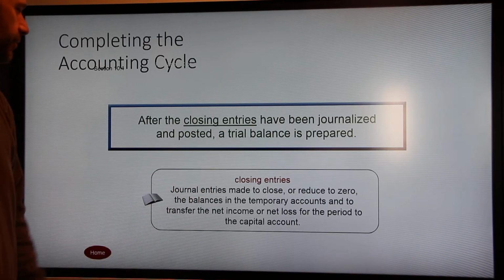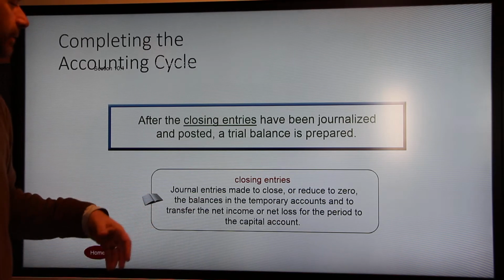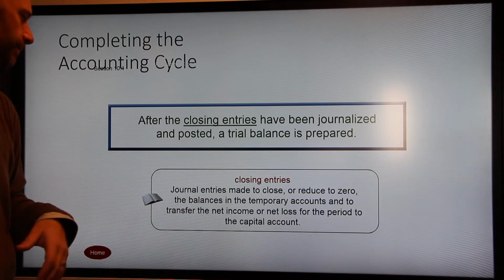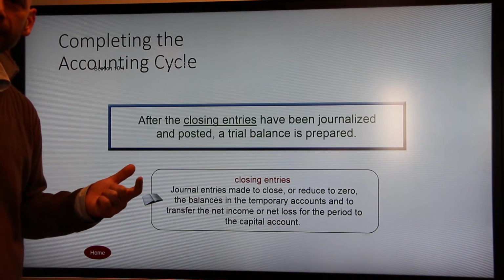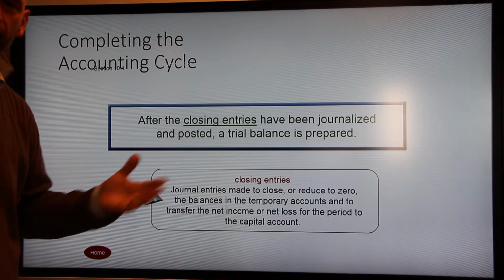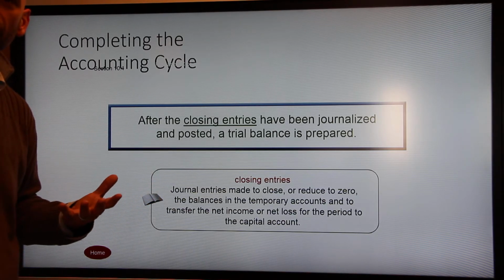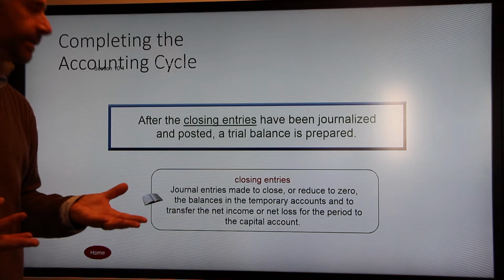Alright, so closing entries. These are journal entries made to close or reduce to zero the balances in all of our temporary accounts. Our temporary accounts are our revenue, our expenses, and our withdrawals. Remember, through the entire month we keep track of how much comes into those accounts, and then at the end of the month we report those balances back to capital and we start over again at zero. Okay?